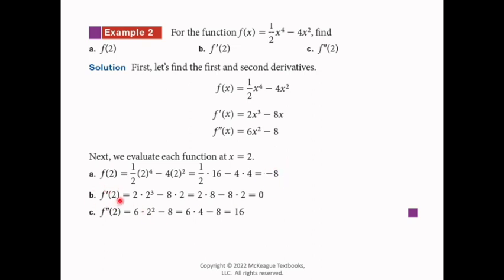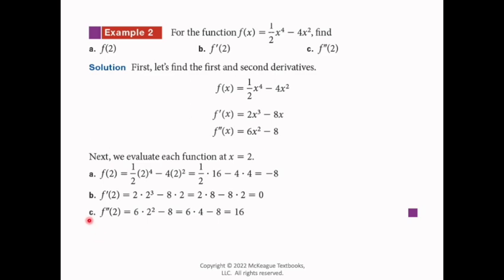When I evaluate the first derivative at x equals 2, that means in the first derivative, everywhere I see x, I'm going to replace it with 2. So that's going to give me 2 times 2 to the third minus 8 times 2. And when we clean that up, we're going to get 0.